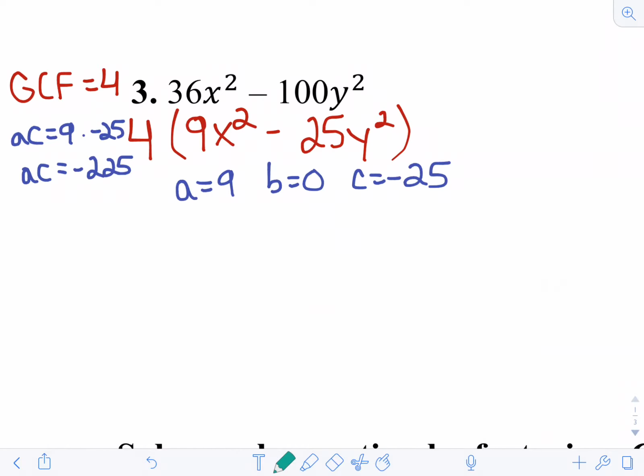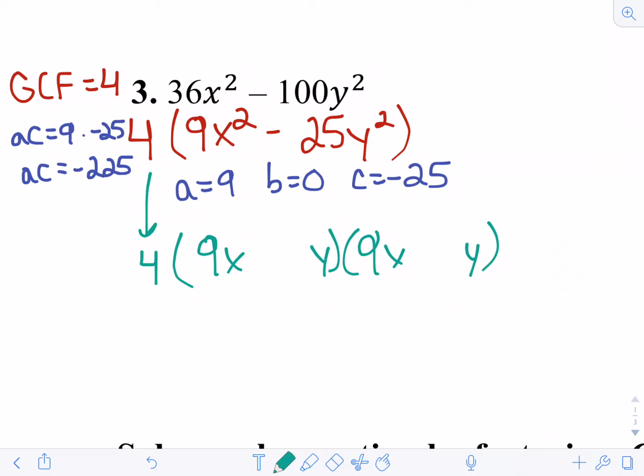So I know my answer is going to have a 4, first of all, because I got to bring that down. Then I'm going to have a 9x and a 9x. And I know I'm also going to have a y in the back because it's y squared. So we just got to figure out what number we're going to put in front of the y. To do that, we're going to look at this negative 225. Remember, my middle term is 0, so that means that we're going to have a negative and a positive, and it has to be the same number to be a zero pair. So what two numbers can you multiply to get you 225? Well, that would be 15 and 15. So minus 15 and plus 15.